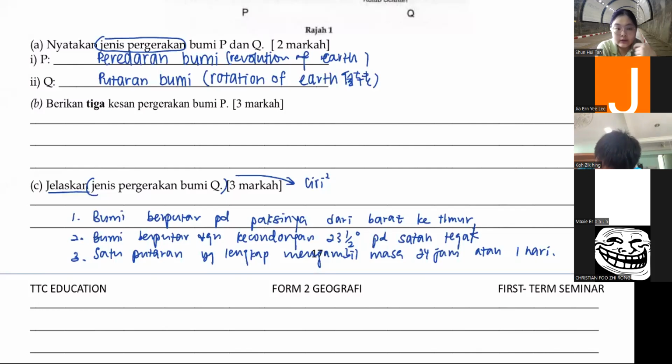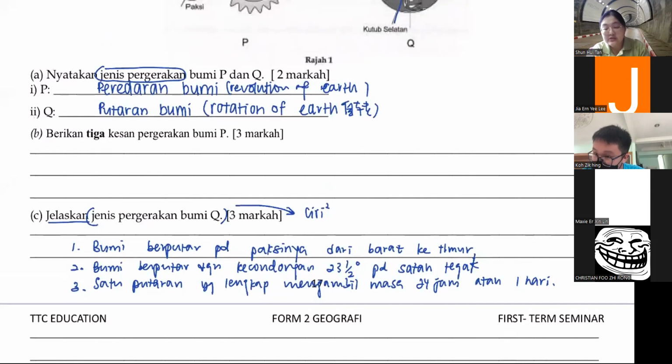Okay. Now they might ask you, journeys pergerakan Q, putaran bumi. They can also ask you journeys pergerakan P. So you just find somewhere and write down the ciri-ciri for peredaran bumi.